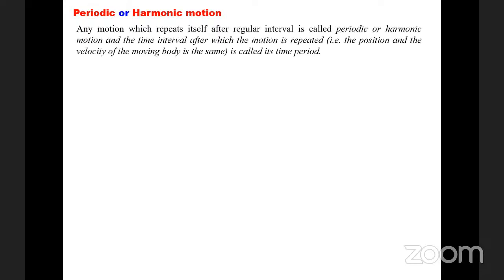So, what is a periodic or harmonic motion? Any motion which repeats itself after a regular interval is called periodic or harmonic motion. And the time interval after which the motion is repeated is the period. Where do you observe this periodic motion? In our regular daily life. What is periodic? The same thing which is repeated.